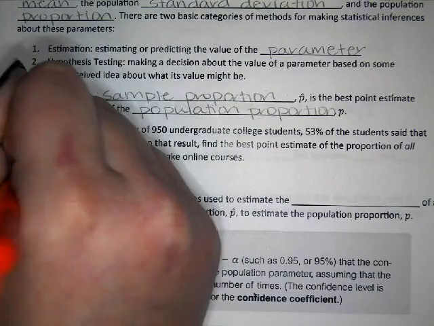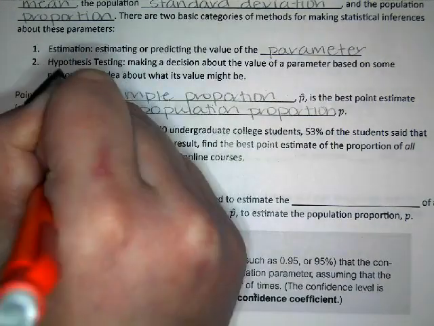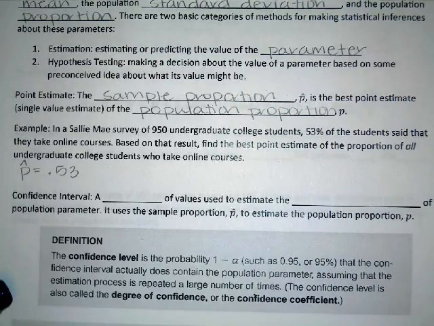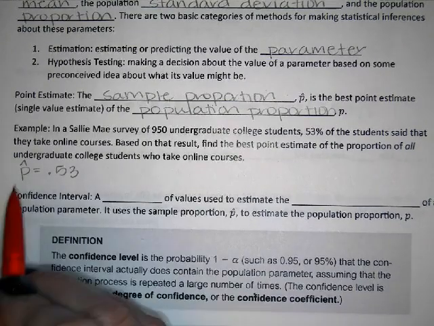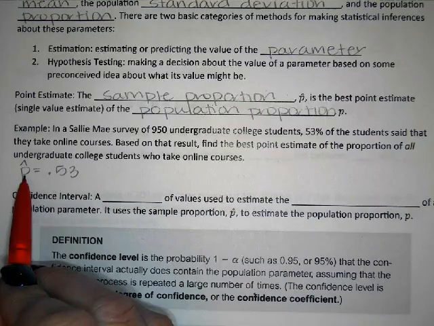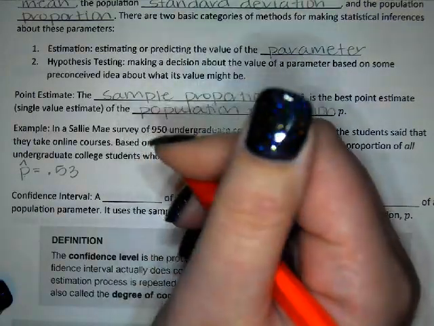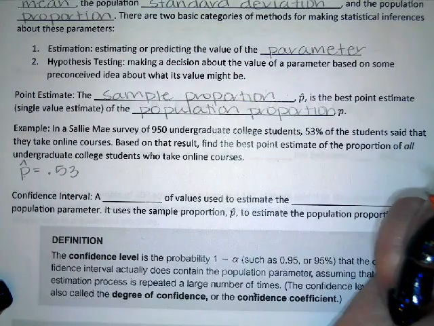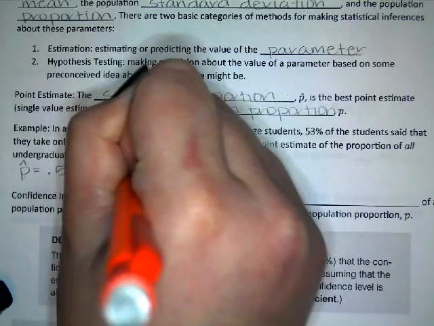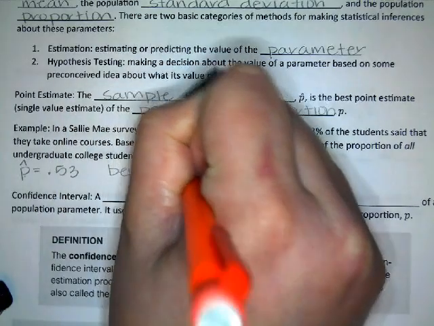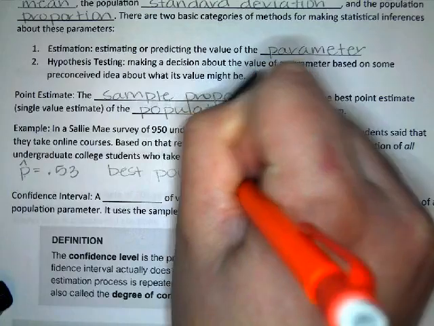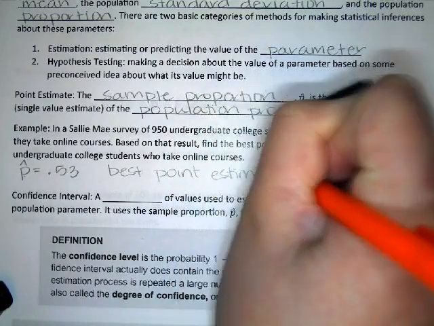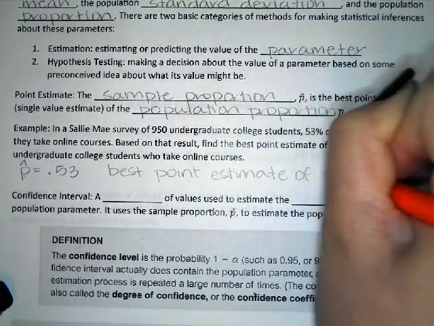So we would say that p hat was 0.53, or a 0.53 proportion of the students take online courses, and p hat is the sample proportion. And here we would say that the sample proportion is the best estimate of the population proportion.